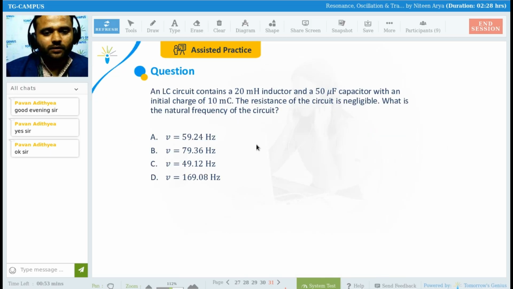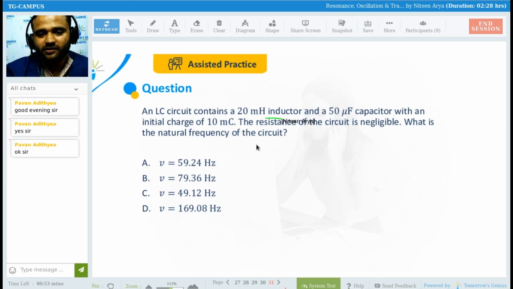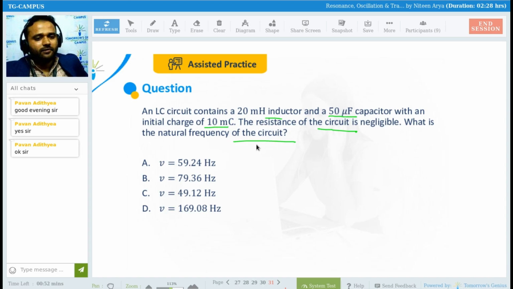Okay, so now find this. An LCR circuit contains this much inductor, this much capacitor, with an initial charge. The resistance of the circuit is negligible. What is the natural frequency of the circuit? You just need to find the natural frequency. L is given, C is given. Tell me.